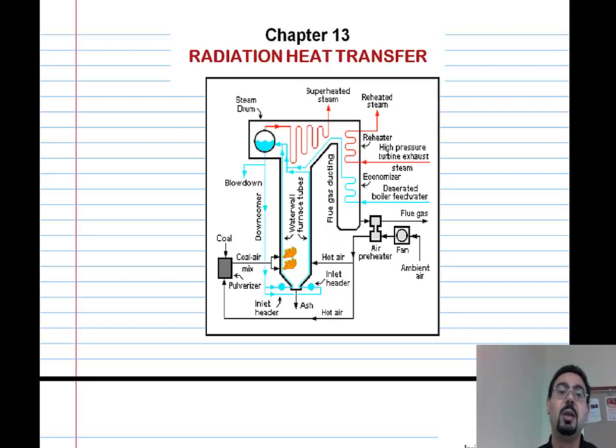All right? So there's a lot of radiation, and all our energy basically comes from the sun by radiation.